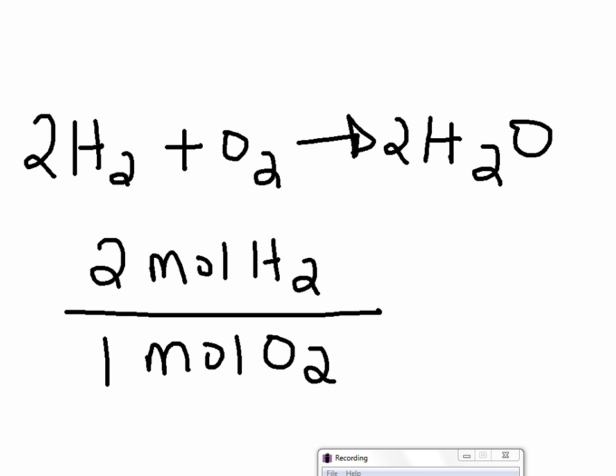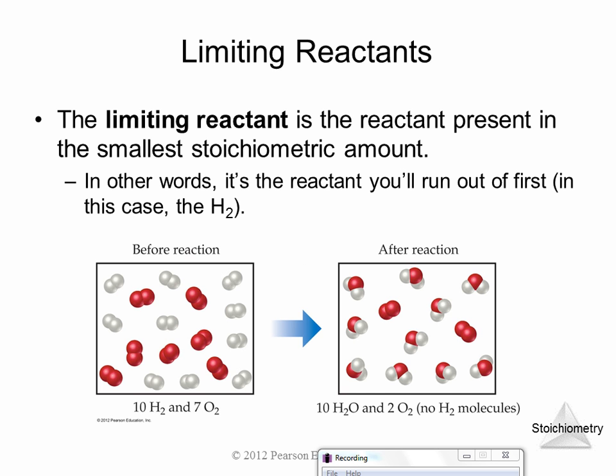Well, that's typically not the case whenever we're dealing with chemistry. This example here shows that. Notice that I don't have a 2-to-1 ratio of hydrogen to oxygen. I have 10 hydrogens, but I have 7 oxygens. I'm going to run out of hydrogen before I run out of oxygen. So if you look here on the diagram, I make 10 water molecules because it's a 2-to-2 or 1-to-1 ratio from the stoichiometry I just showed you.